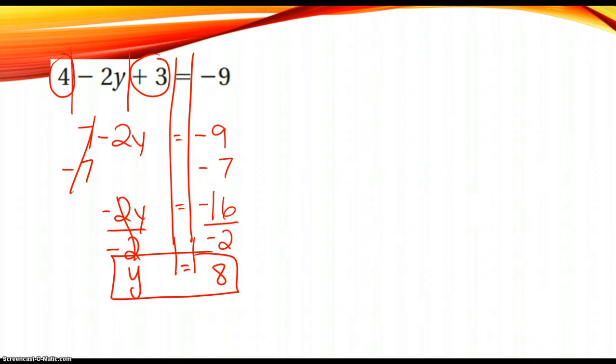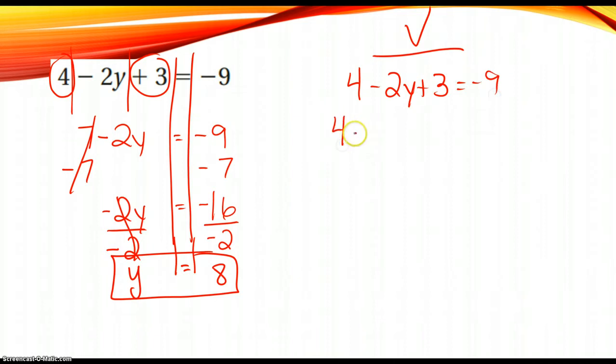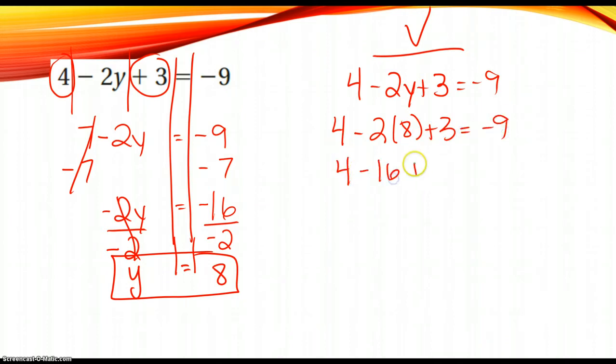Again, we're going to make sure that answer is correct. Start with our original problem, 4 minus 2y plus 3 equals negative 9. So we're going to plug in what we find our y to be. So we're going to plug in 8 for y. We have 4 minus 16 plus 3 equals negative 9.